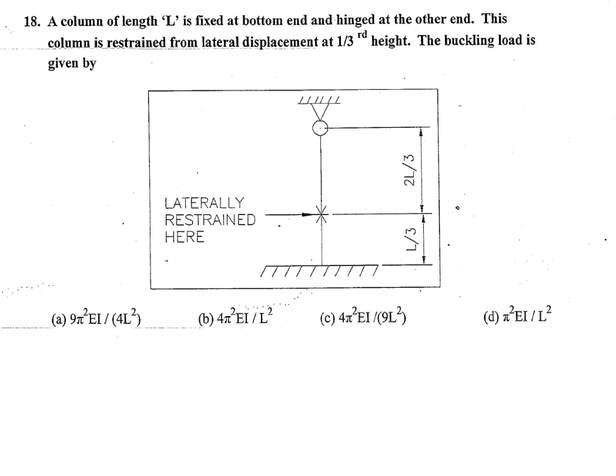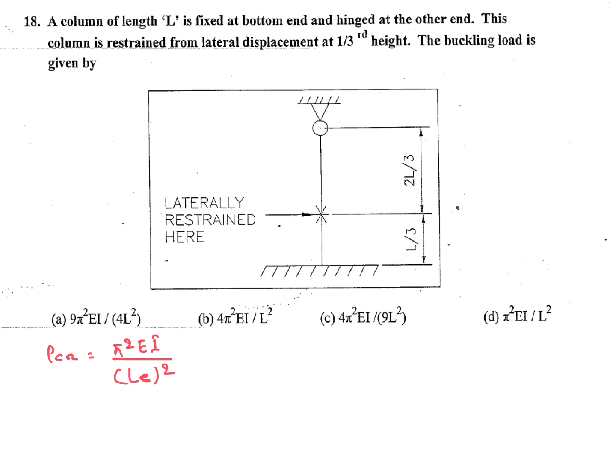A column of length L is fixed at bottom end and hinged at the other end. This column is restrained from lateral displacement at 1/3 height. The buckling load is given by how much? This buckling type question has already been discussed so many times. So Euler's critical load is pi square EI by effective length square.